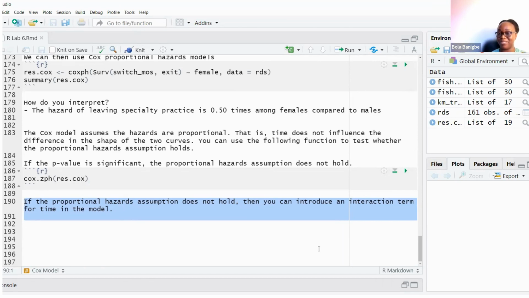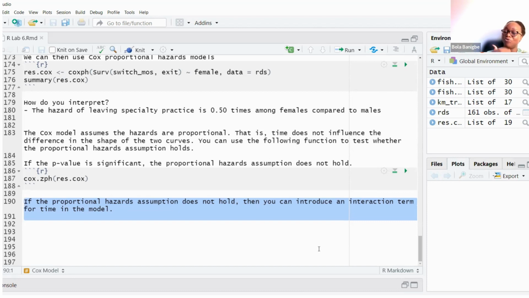Have I confused everybody? Can you go over it again, please? So for this data that we have, the proportional hazards assumption holds. So we say, okay, we can use the Cox proportional hazards model to model this data.